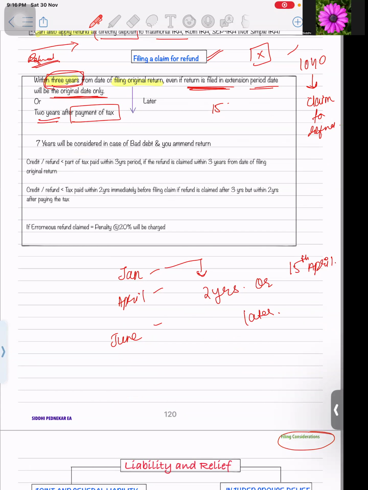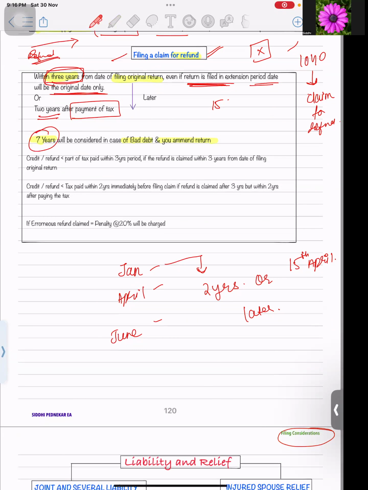Next is 7 years. You will get 7 years to file a claim for refund if you have a bad debt and you are amending the return. Bad debt means if your Schedule C is there or any corporate return is there in which they want to claim bad debts. Let's say they already reported the sales, but in a further year there is some bad debt. So they'll go back and amend the return. And in that case, you have 7 years to claim your refund.